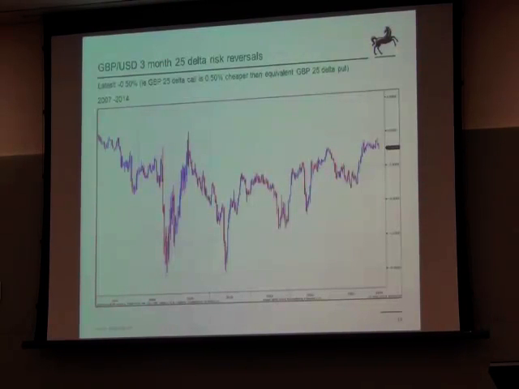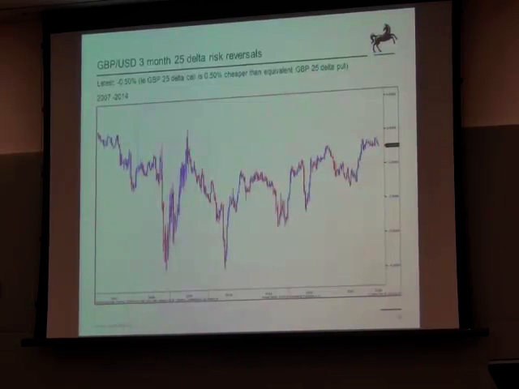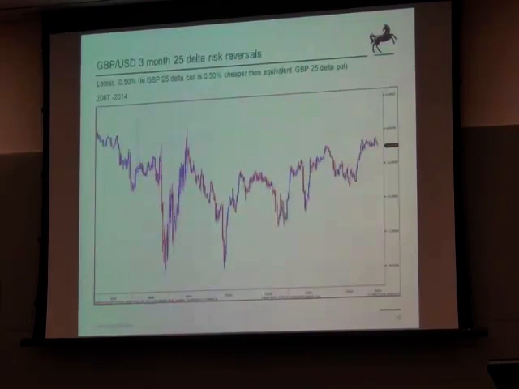So essentially what this is saying at the moment is that the latest price, at minus 0.5%, means the market is charging an implied volatility for a 25 delta sterling put at 0.5% more than for the equivalent 25 delta sterling call. At extremes in 2008, 2010, it went to a 4% difference, which is absolutely enormous.